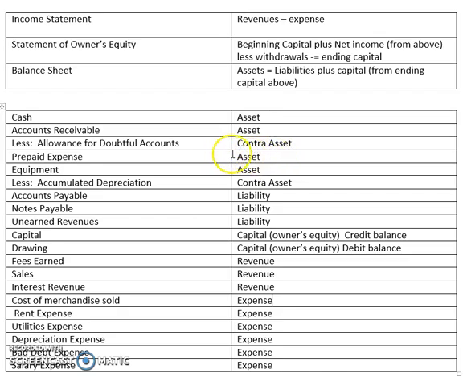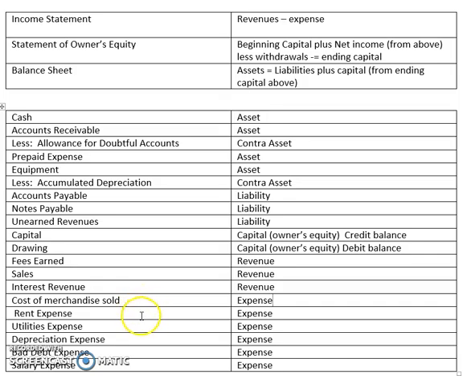It could also be prepaid rent. And then the last one that students sometimes get confused about is cost of merchandise sold. This is the cash outlays that you paid for the merchandise that you plan on selling in your business. So it's an expense. It's the cost of the merchandise that you sold. So that is an expense also.